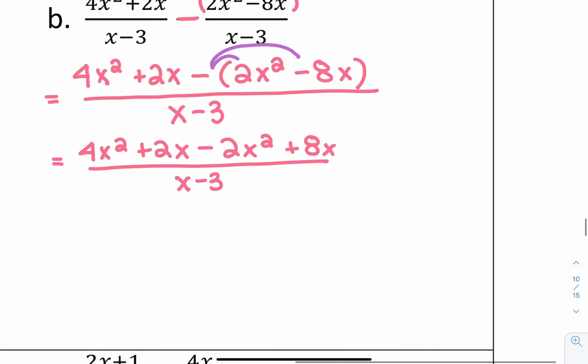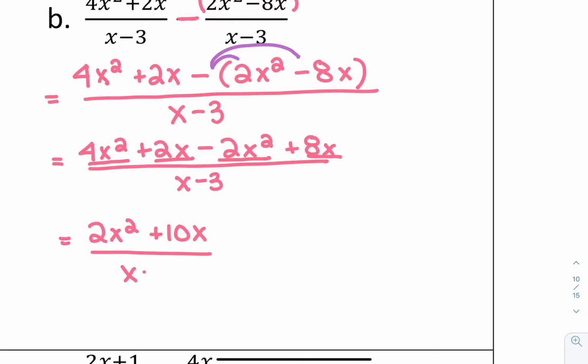Last up, I'll combine. 4x squared minus 2x squared is 2x squared. 2x plus 8x is plus 10x all over x minus 3.